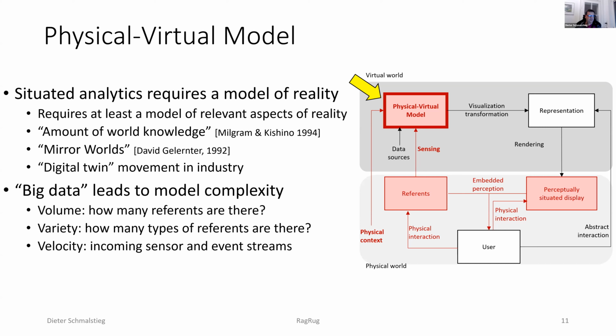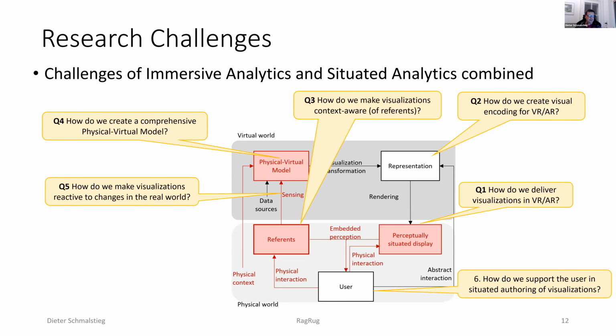handle in RagRug. And that brings me to the research challenges, and I've enumerated them here from 1 to 6, and they tie into some aspect of this situated analytics pipeline that is repeated here for your convenience. So the first question would be a very basic one. How do we deliver visualizations in VR or AR? How do we drive a perceptually situated display? And the second question would be, how do we create a visual encoding or visual representation for VR and AR?